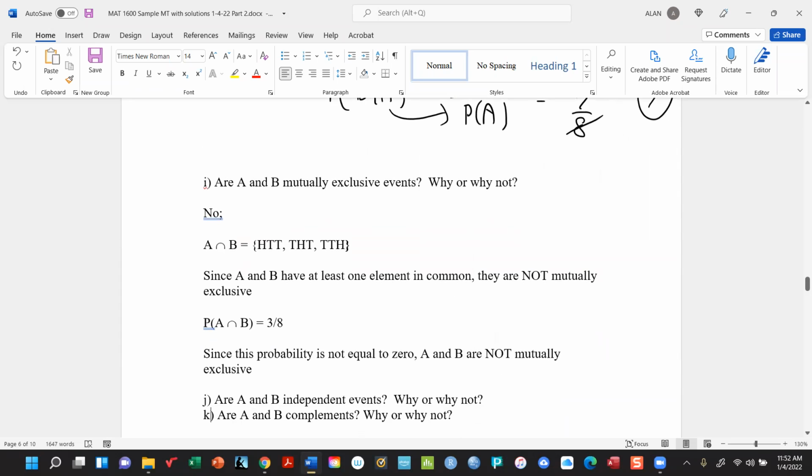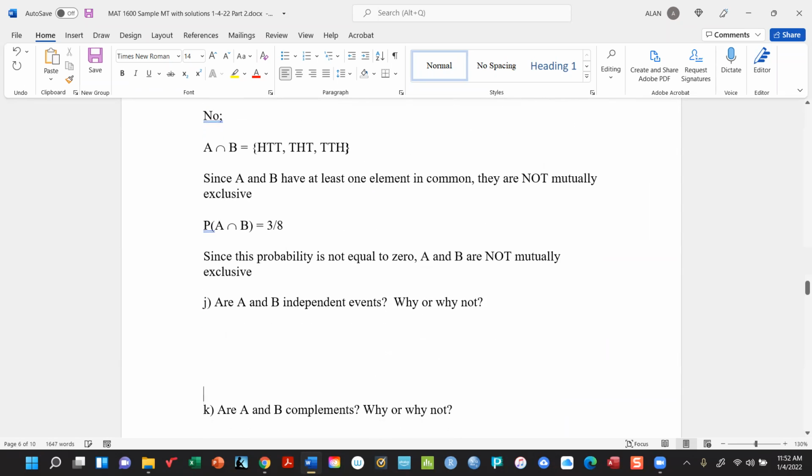Now, the independence one, remember, how does that work? Well, independence requires two things to be true.